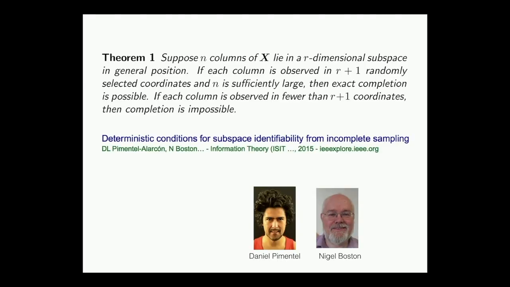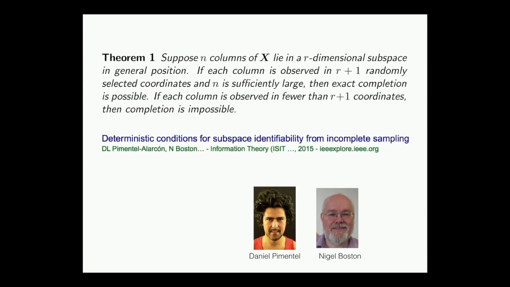So I also just want to mention something because I'm going to put up a variation of this result later in the talk when we're talking about the nonlinear algebraic varieties. If I have a matrix X whose columns lie in an r-dimensional subspace, and that subspace is in general position, if I observe every column in r+1 randomly chosen coordinates, and the number of columns in my large data matrix is sufficiently big, then exact completion is possible. And if each column is observed in fewer than r+1 elements, then completion is impossible.